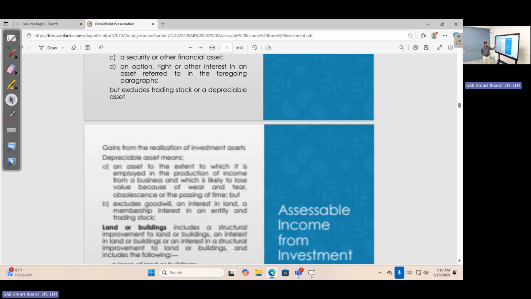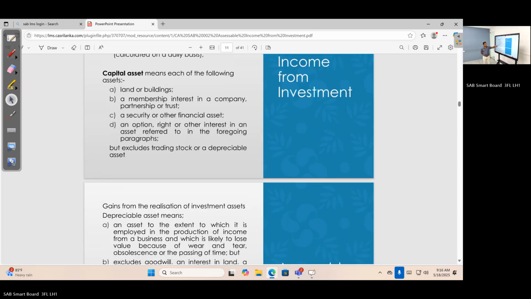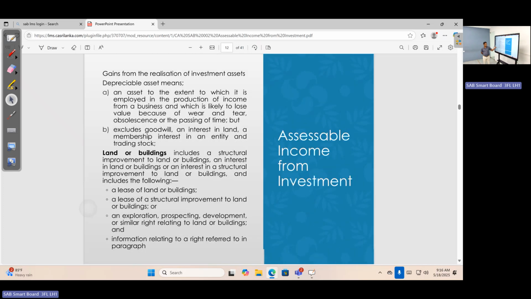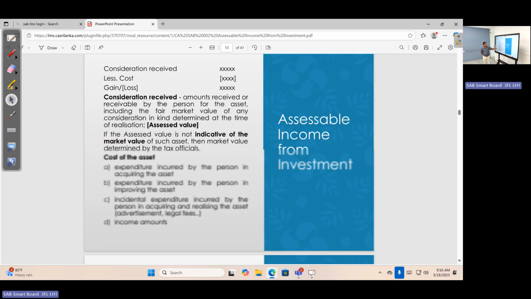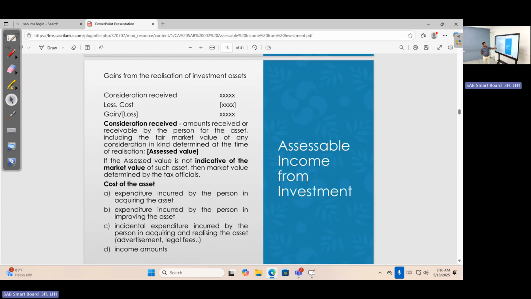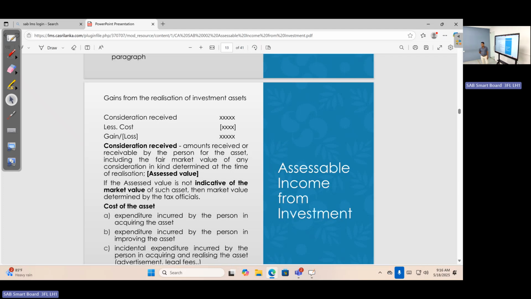So land or building, membership interest, security or other financial assets, and option rights or other interest in an asset. Land and building, they have given definitions. So then the computation part, how to work it out. Again, from the realization of investments, a popular topic is what we call capital gain. Consideration received, cost, gain or loss. So it says the consideration received shall not be less than the asset value, indicative of the market value.